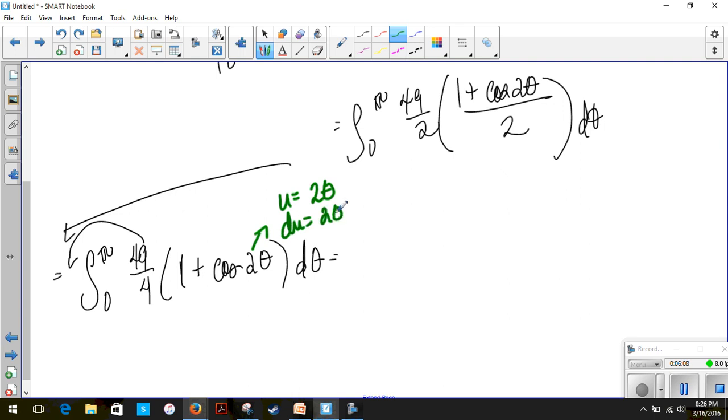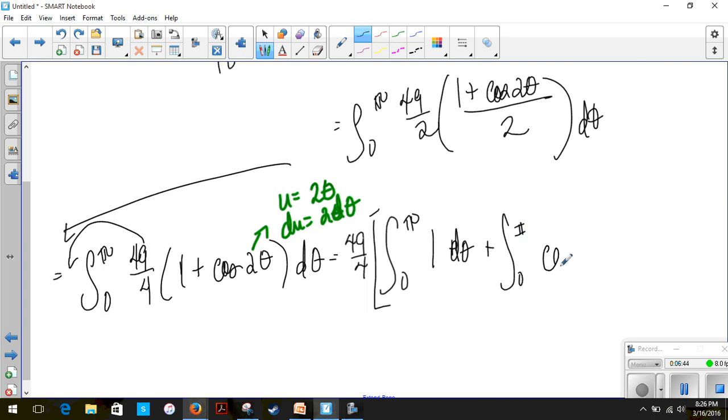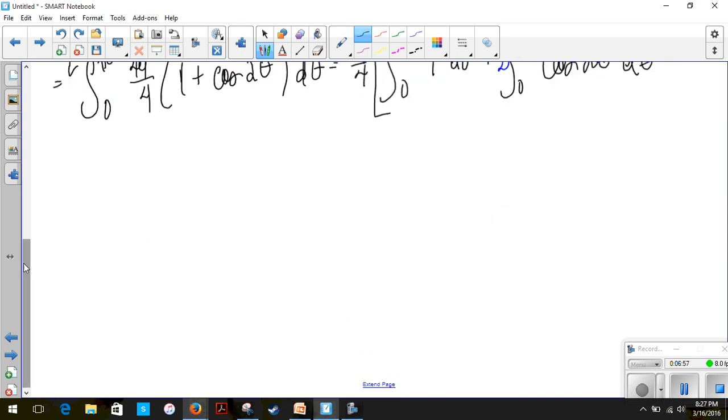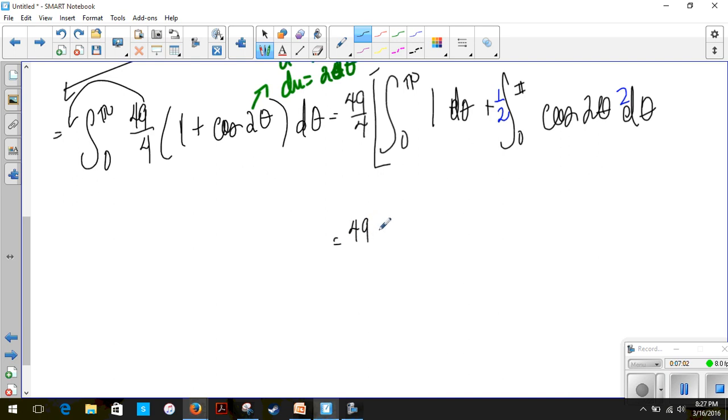And so du is just 2 d theta. So I'll need a 2 in and a half out. I'm going to write it because it's already pretty messy. There we go. So 2 in, a half out. And now we'll have 49 over 4. Now this is just going to become theta, so pi minus 0 is just going to be pi.